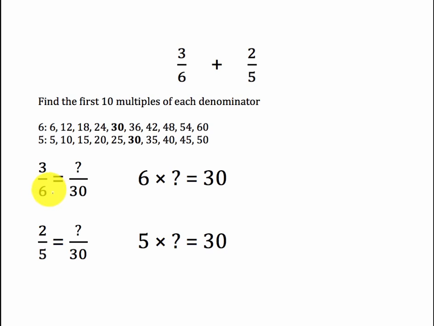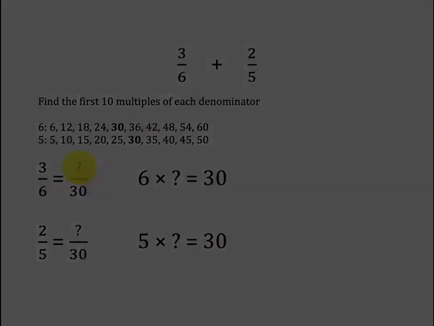So I want to change 6 into 30, and I want to change 5 into 30. Again, by either multiplying or dividing, well, because this is getting larger, going from 6 to 30, I need to multiply. So 6 times what is 30, and 5 times what is 30. And then when we figure that out, we'll do the same thing to the numerators.